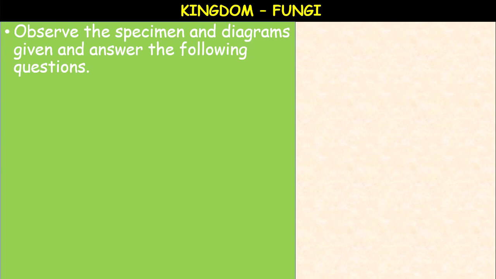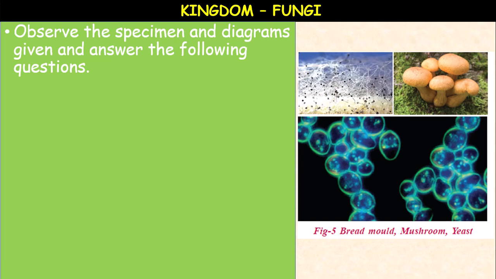Okay, the next kingdom, fungi. Fungi is another kingdom. Observe the specimen and the diagram given and answer the following questions. So here observe the diagram. Here some mushrooms are given, and here yeast, unicellular fungi. And here the bread mold. So this is the bread mold, this is mushroom, and this is the yeast. These are the three slides. When you observe under the microscope.